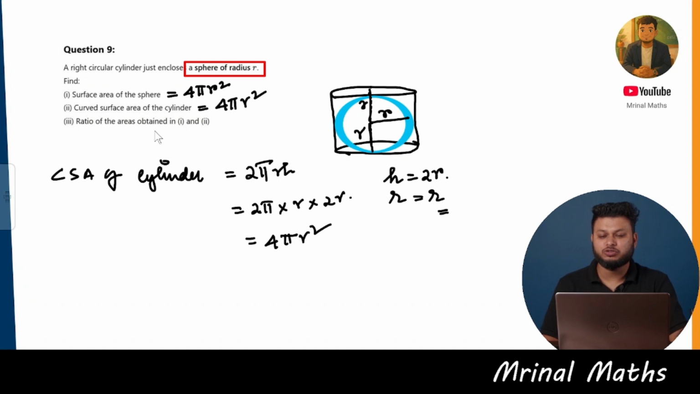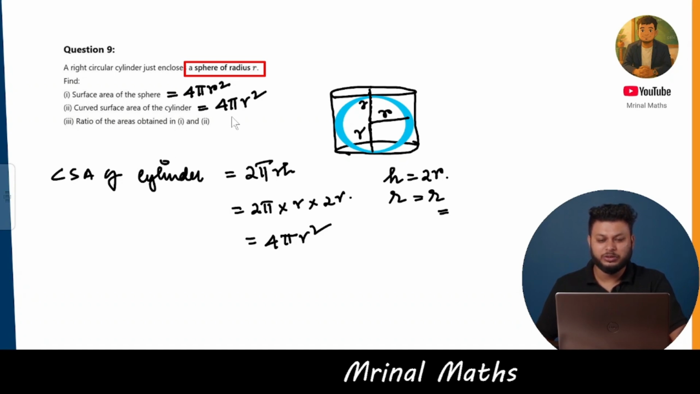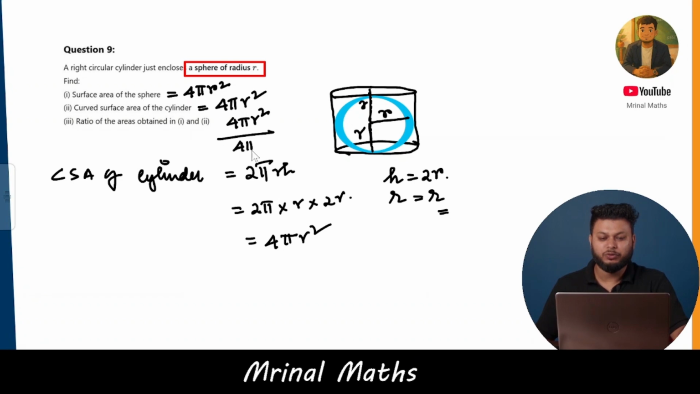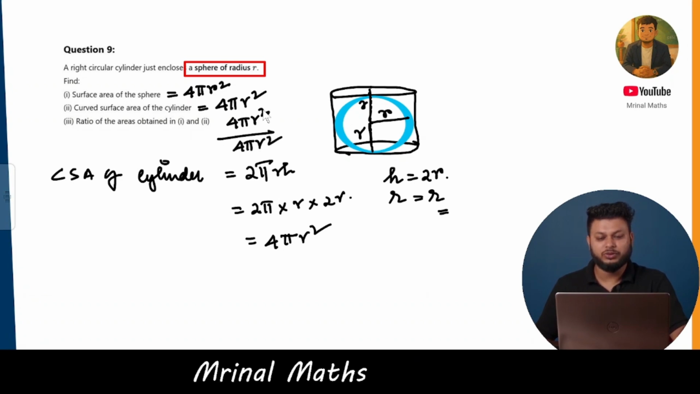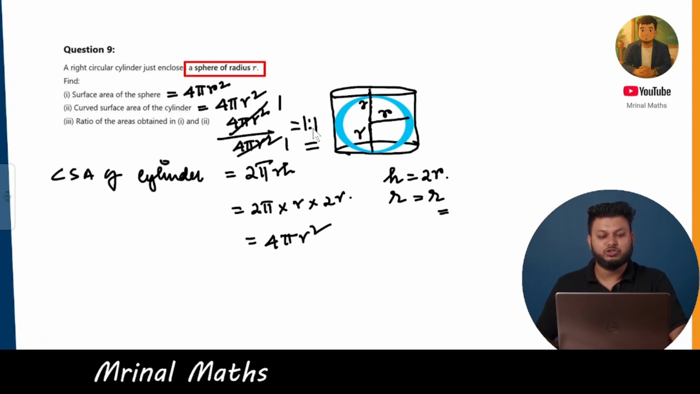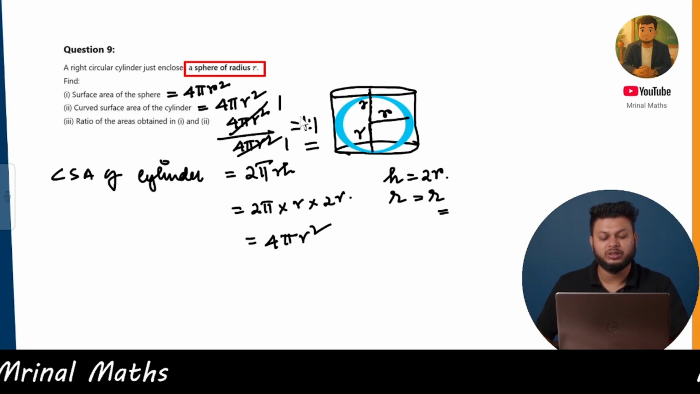Now, they are asking us to calculate the ratio of equation 1 by equation 2. So, you see you have 4 pi r square divided by 4 pi r square. So, if you cancel it out, you have 1:1. So, this is the ratio of the areas of both the figures.